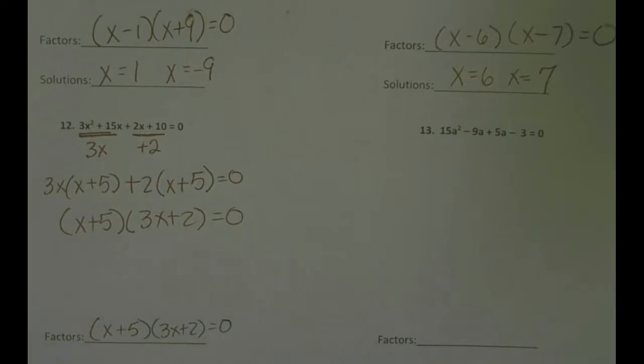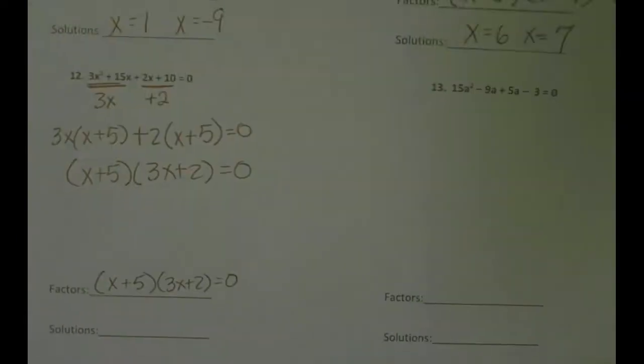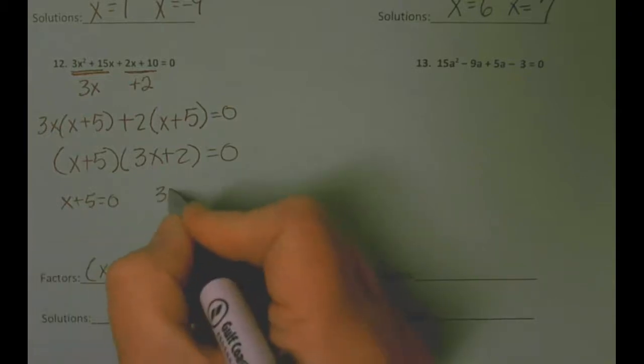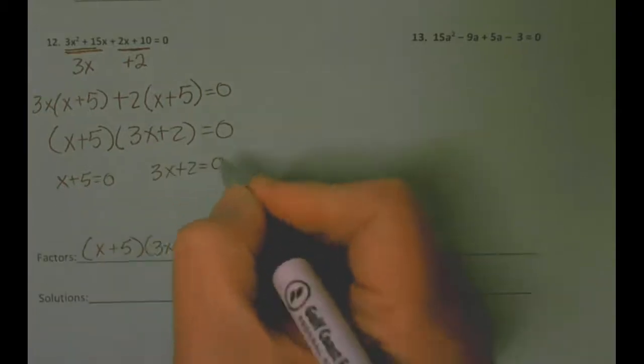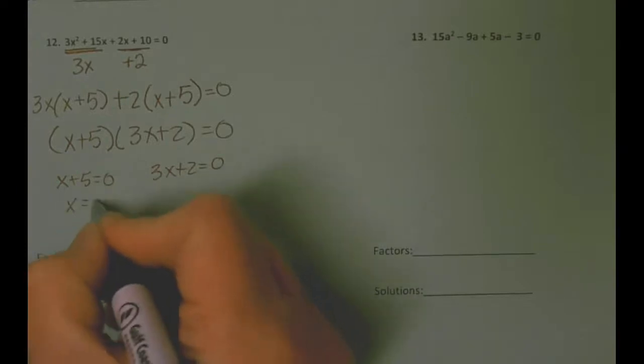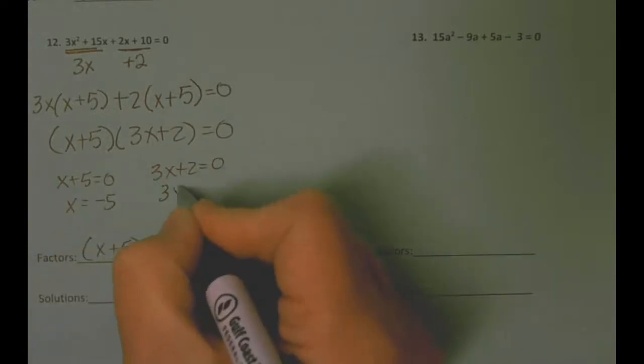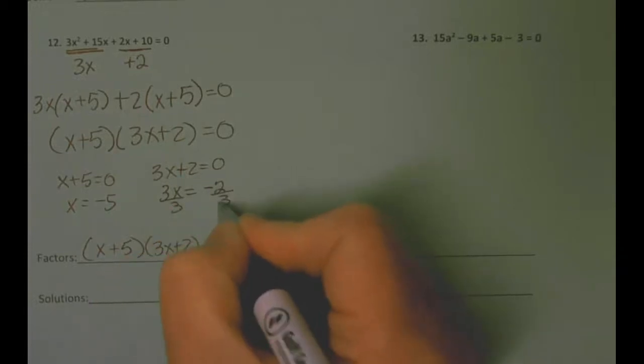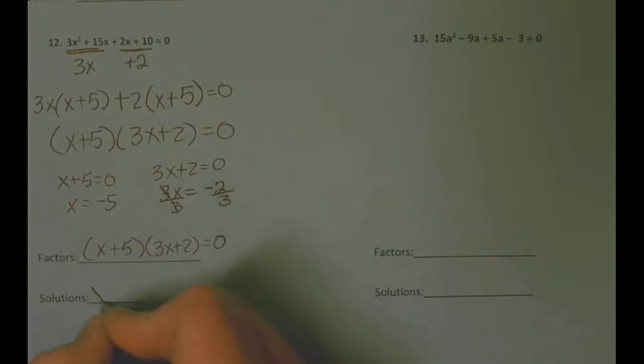That is not the solution. For the solution, x plus 5 equals 0 or 3x plus 2 equals 0. Subtract 5 from both sides. Subtract 2 from both sides, and then this one has an additional step.